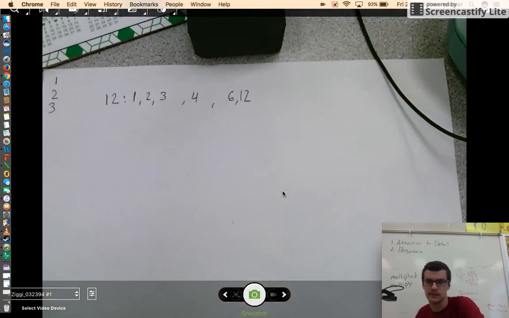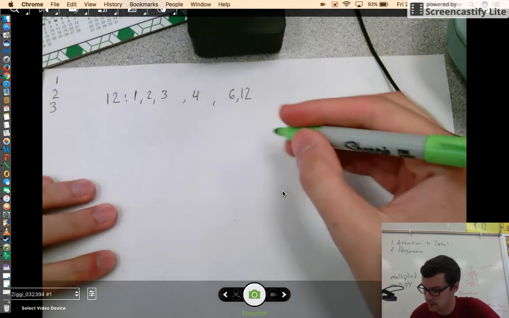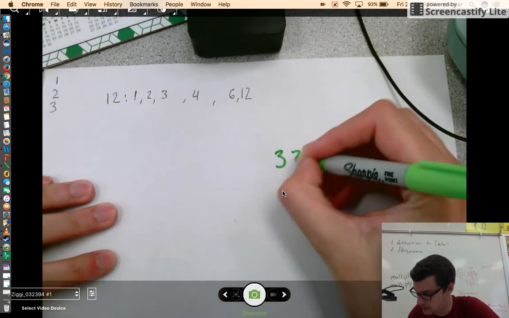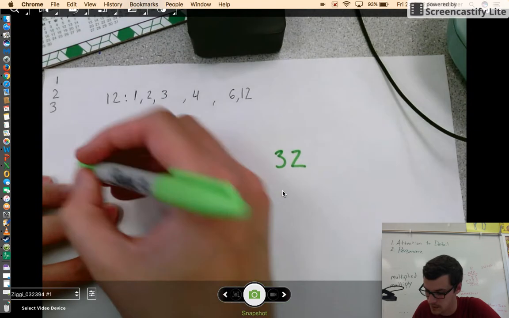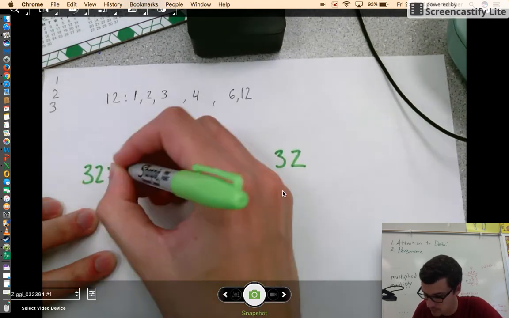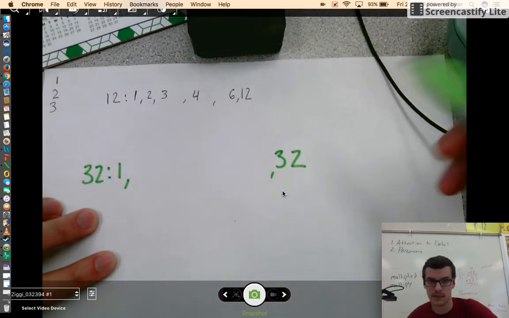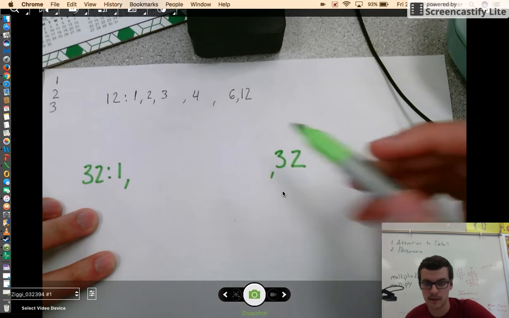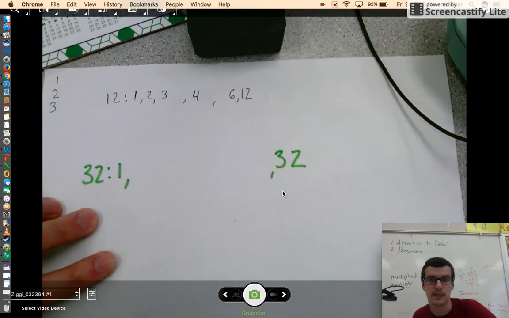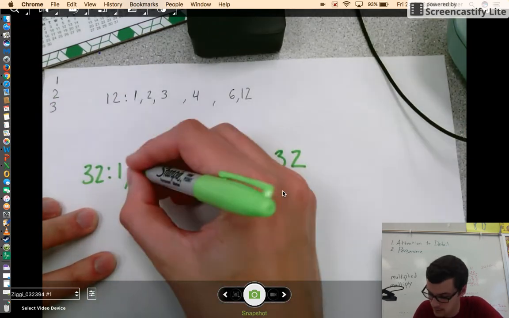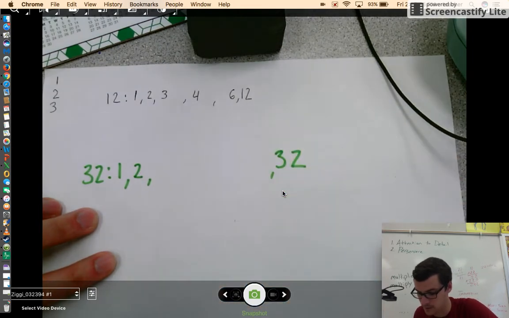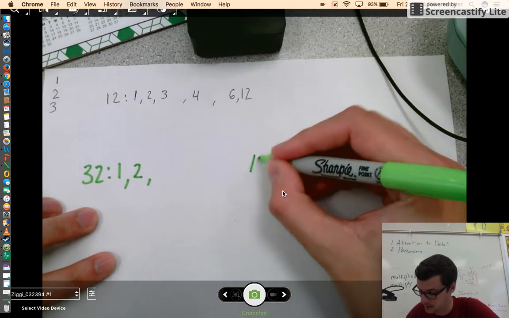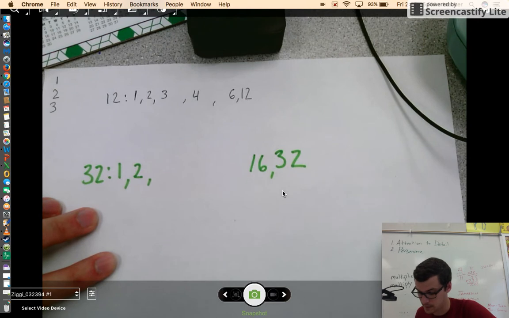Let me use this so you can see a little bit better. Let's do factors of 32. I know it's going to be 1 and 32. That's always going to be the start. We need to check for 2. Is 32 an even number? Yes. So 2 times what will give me 32? Well, I know that 15 times 2 is 30, so 16 times 2 would be 32.